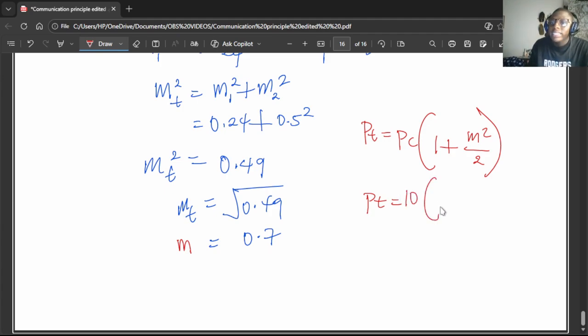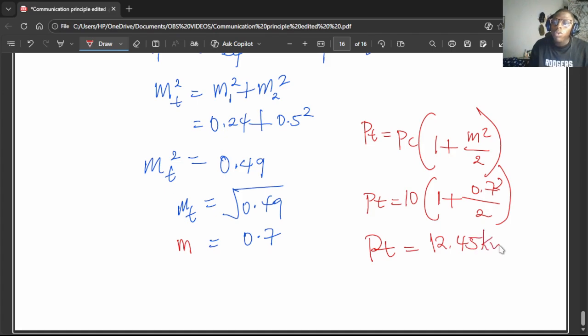10, right? 10 into 1 plus, what's your M here? Your M is not 0.5 nor 0.24, but in this case, your M is now 0.7 divided by 2. This is squared, right? So what you do is you punch your calculator and you get your PT. And what's your PT in this case? It is now 12.45 kilowatts. Don't forget to always put your units.